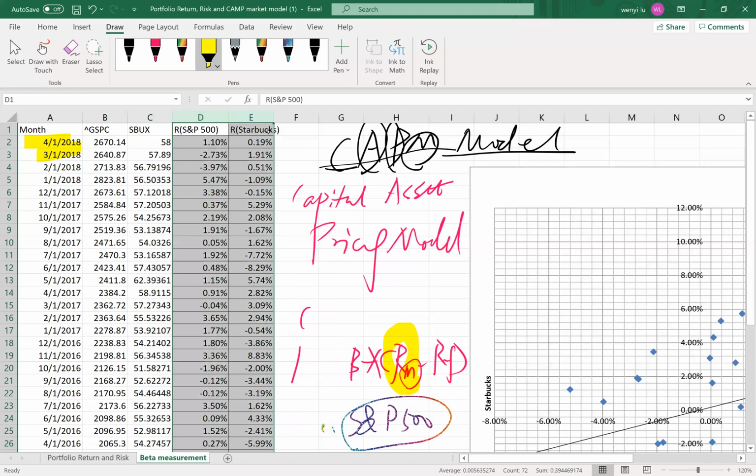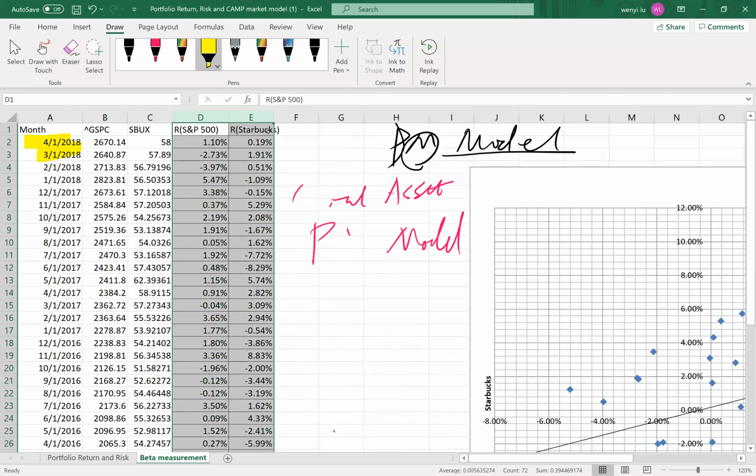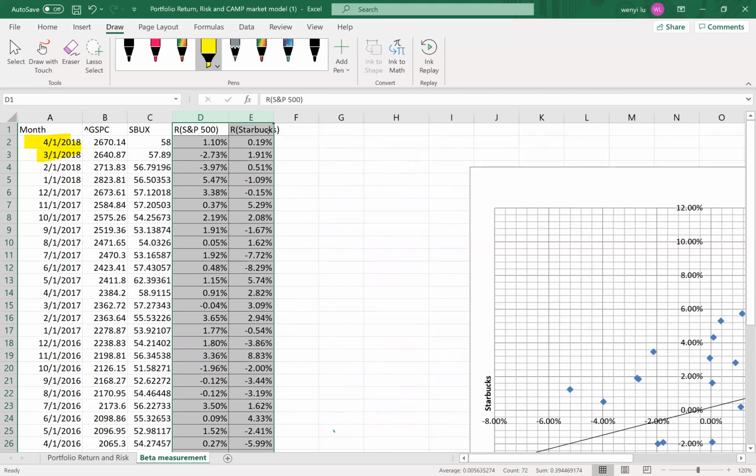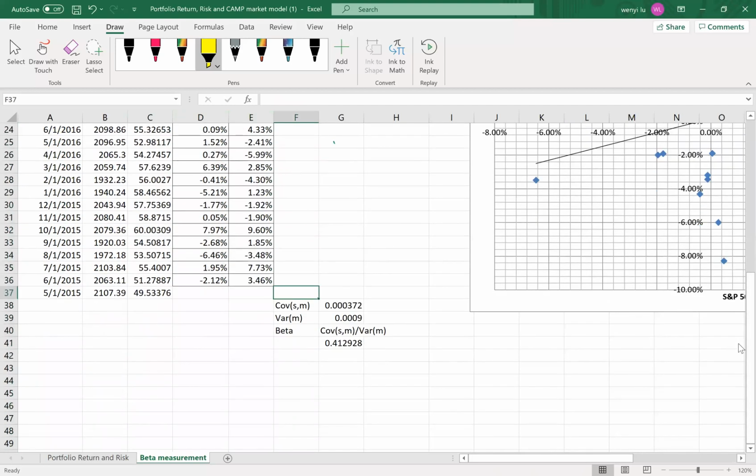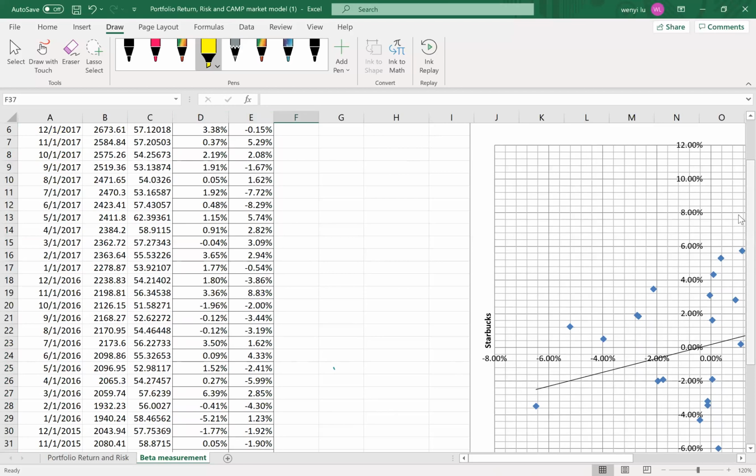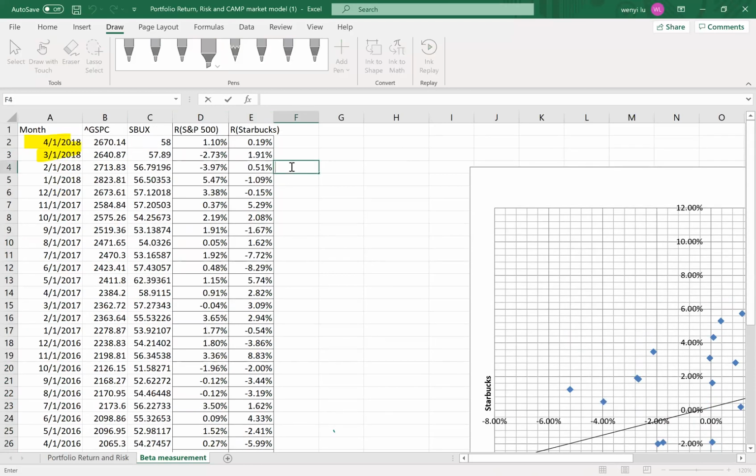How to solve a return? Return can be solved using the price change over the last month's price, for example from January to February. You can do the calculation in an Excel sheet. Let me do this one here: this month's price minus last month's price. The price for Starbucks is in the C column, so the price here minus the price here, then over last month's price. This should be a return.